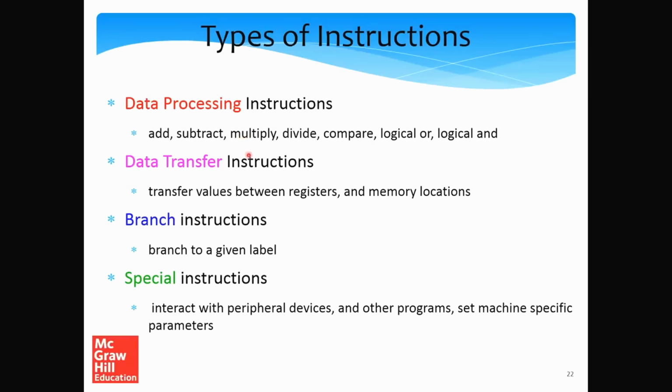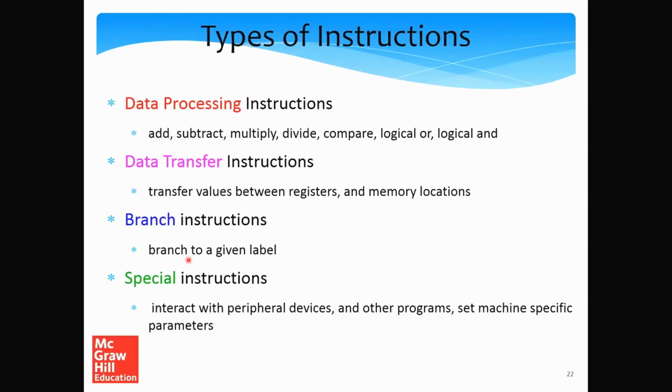Similarly, we can have data transfer instructions. These instructions transfer values between registers and memory locations. These are very useful to bring in data from memory to registers and also to move data between registers as well as move data from registers back to memory locations. Then we of course need branch instructions to implement for loops, while loops, if statements. A branch instruction typically branches to a given label, where the label is what we looked at in the previous slide. It uniquely identifies an instruction, an assembly statement.